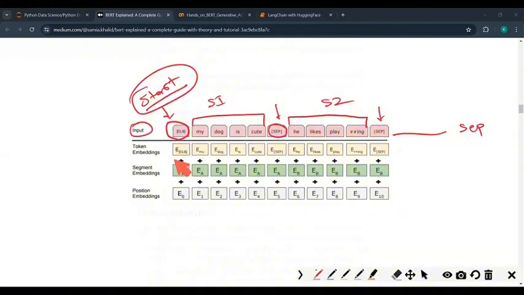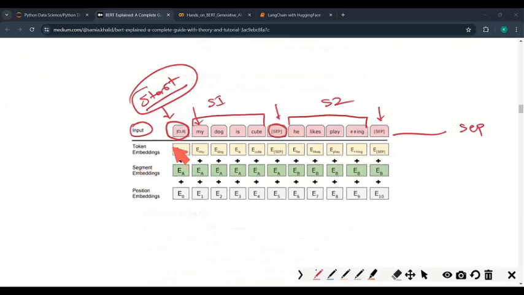Then what do you do? You further do the token embedding. These are the words, so they have to be converted into vector form. That is what we call token embedding. So CLS, my dog is cute, SEP, he likes playing. All of that will be converted into the vector form, the embedded form that we have seen. Once this is done, we do something called segment embedding. After token embedding, after converting my actual tokens into vectors, we do one more thing, which is called segment encoding.